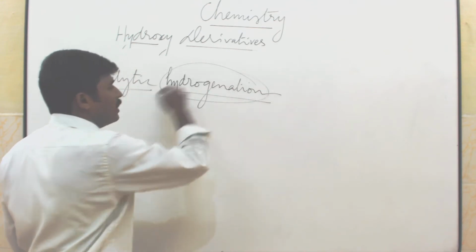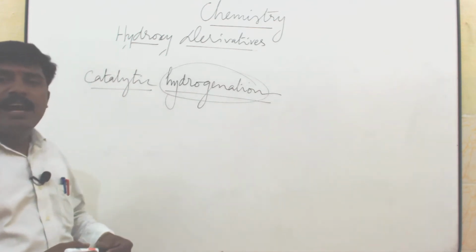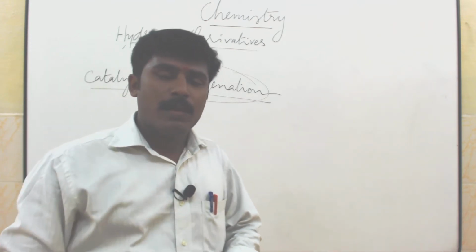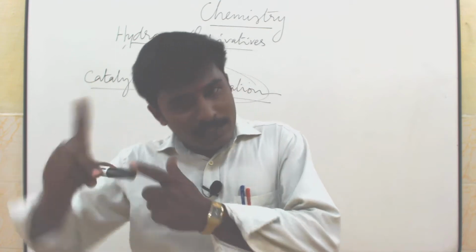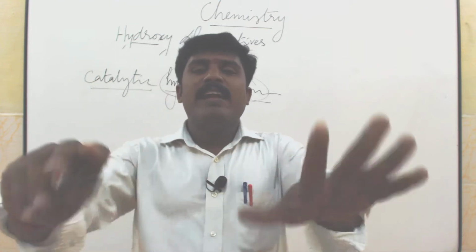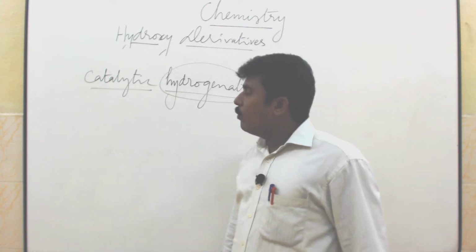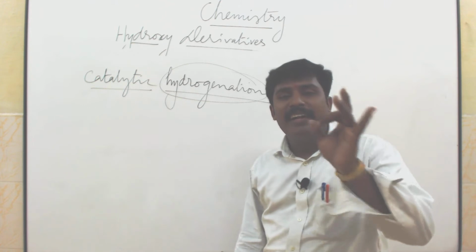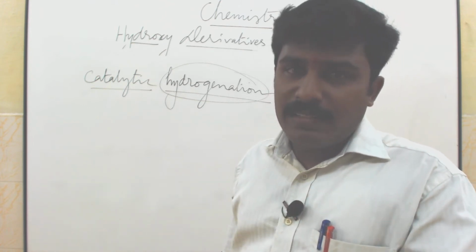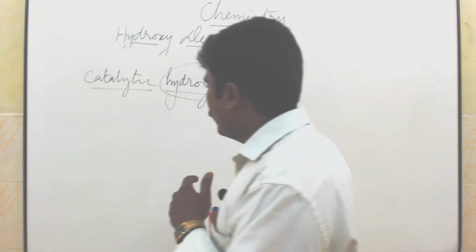Hydrogenation means addition of hydrogen. Catalytic means addition of hydrogen in the presence of a catalyst. So addition of hydrogen is nothing but a reduction reaction. Now the reduction reaction takes place in the presence of a catalyst, nothing but a catalytic hydrogenation reaction. Now in phenol we are going to add hydrogen in the presence of a nickel catalyst, which is a reducing agent. At 443 Kelvin we will get cyclohexanol.